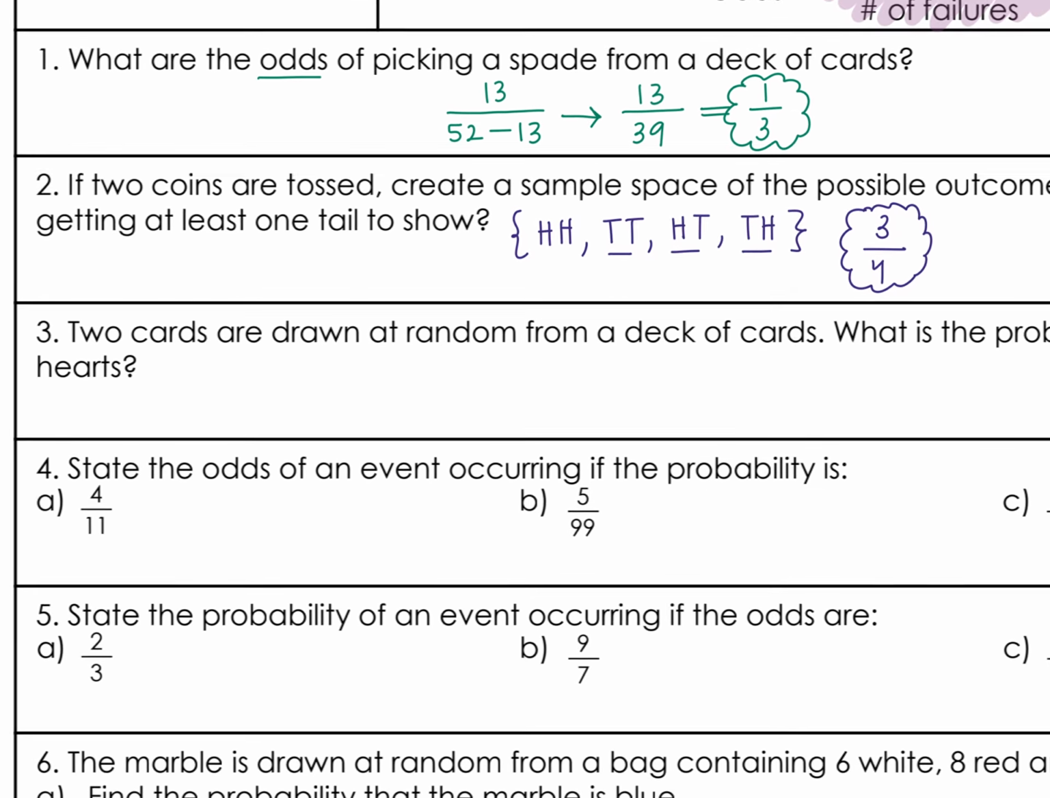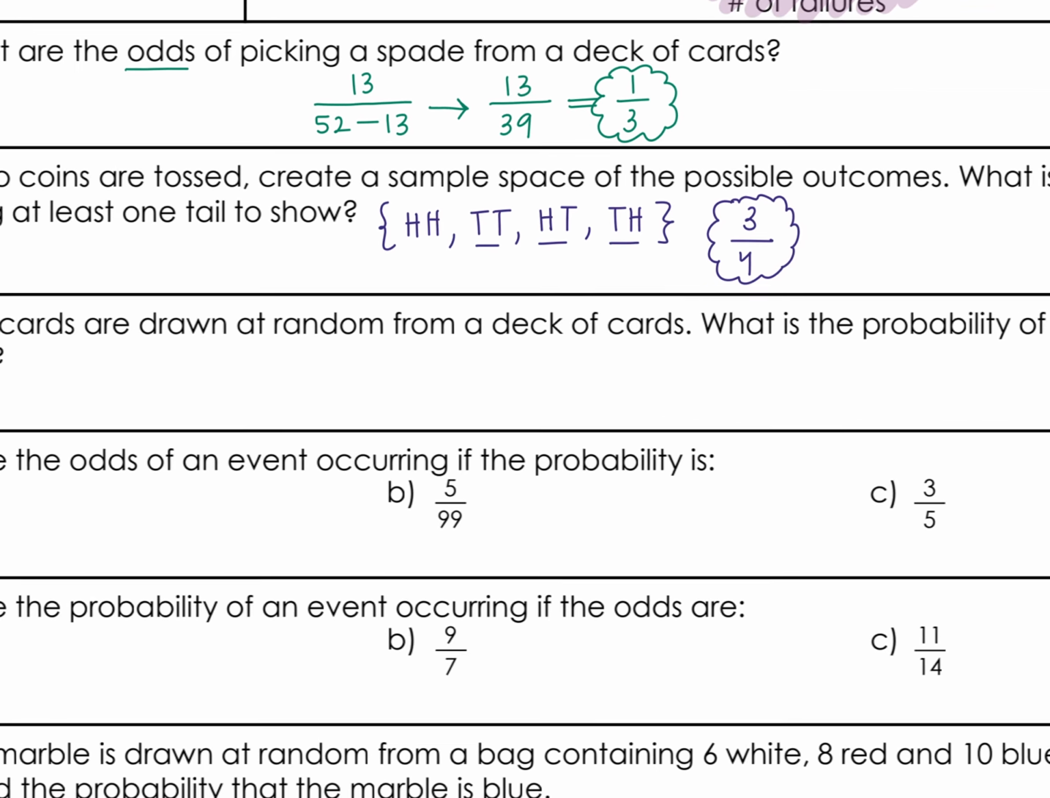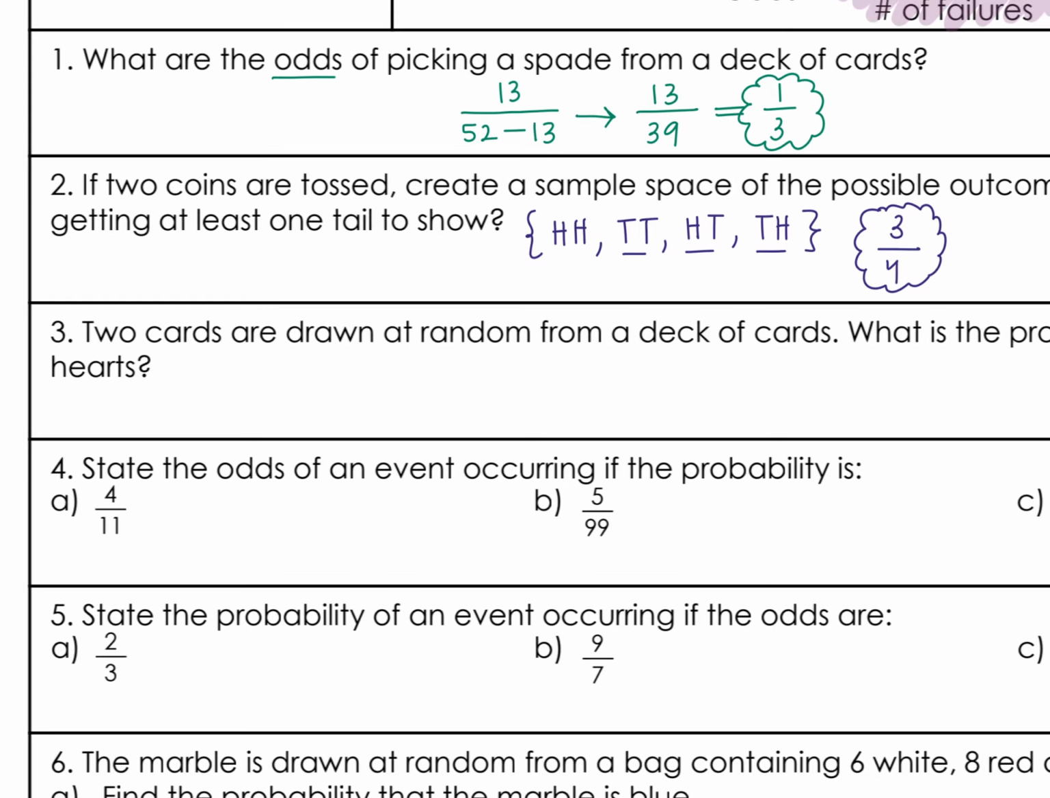Then moving into number 3, we have 2 cards are drawn at random from a deck of cards. What is the probability of picking 2 hearts? All right, so remember probability, we're going to start off with our favorable, so what we want. Well, there are going to be 13 hearts in a deck over my 52 total. So this is the fraction for my first choice. I am making 2 choices, and so I'm going to multiply by another fraction.